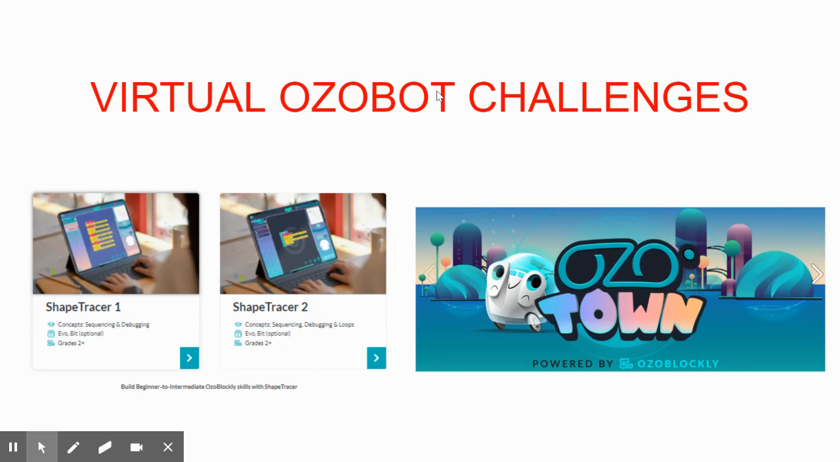So these are the three types of challenges. Shape Tracer 1 and 2 are really for younger students. Shape Tracer 1 is beginning coding with concepts of sequencing and debugging. In Shape Tracer 2, they add loops, and Ozotown, which just came out this summer, is more directed at middle and high school students. Shape Tracer 1 and 2 can be done even with a second grader.